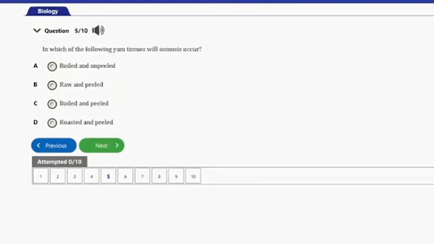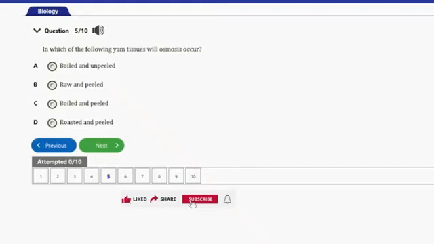It says, in which of the following yam tissues will osmosis occur? We have A. Boiled and unpeeled, B. Raw and peeled, C. Boiled and peeled, D. Roasted and peeled. The answer to this question is option B, raw and peeled, because a raw and peeled yam tissue represents a living cell that has a semi-permeable membrane, and that's the required kind of cell for osmosis to occur. So option B is the correct answer.